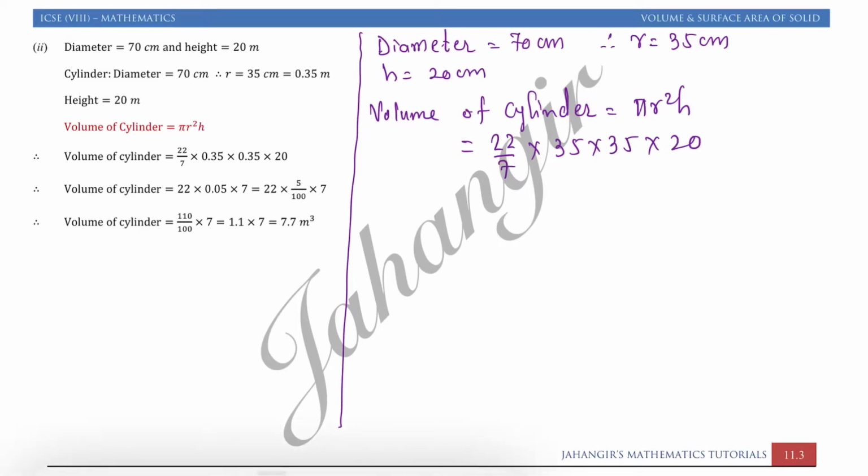So we will cancel out 7: 7 ones are 7, 7 fives are 35. Now the multiplication is 22 into 5. First this 22 into 5, so that is 110, into 35 into 20, that is 700. So 77,000 centimeter cube.